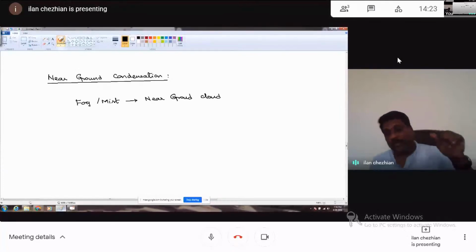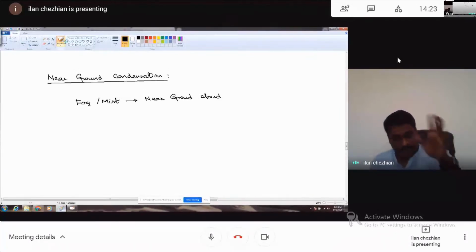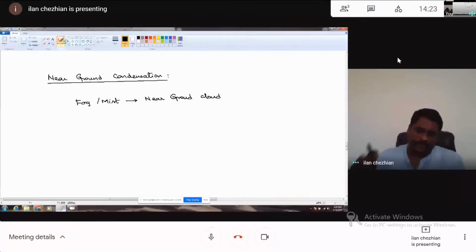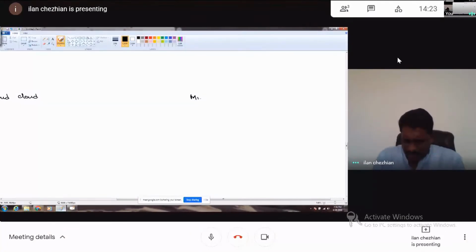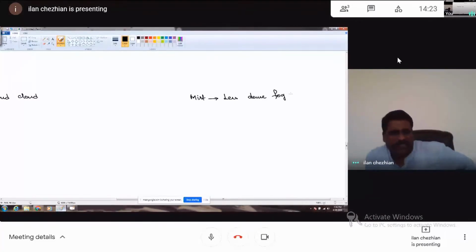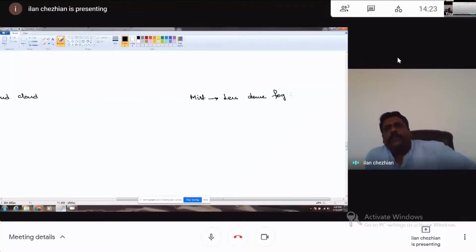If you ask me what the difference between fog and mist is, I would say less dense fog is mist. Technically it may not be exact, but let me tell you, my friend, mist is nothing but less dense fog. Fog or mist, I call them a near ground cloud. So where exactly can I show the difference?